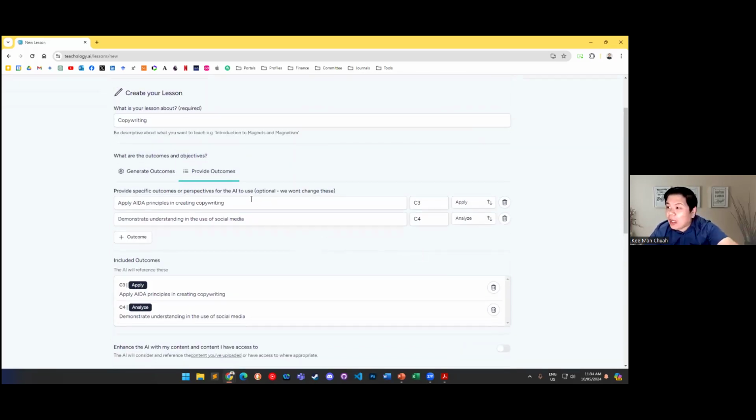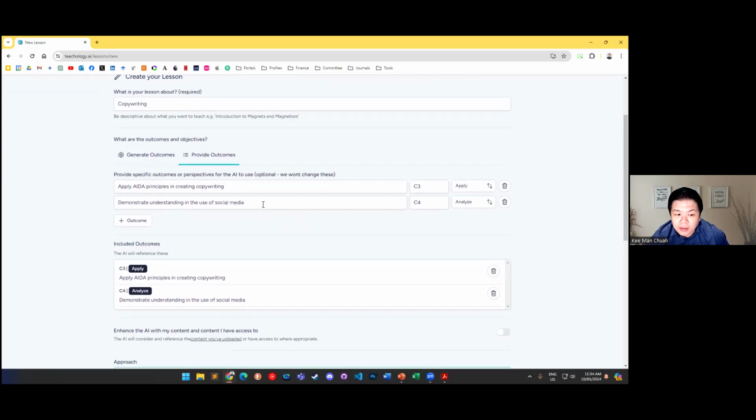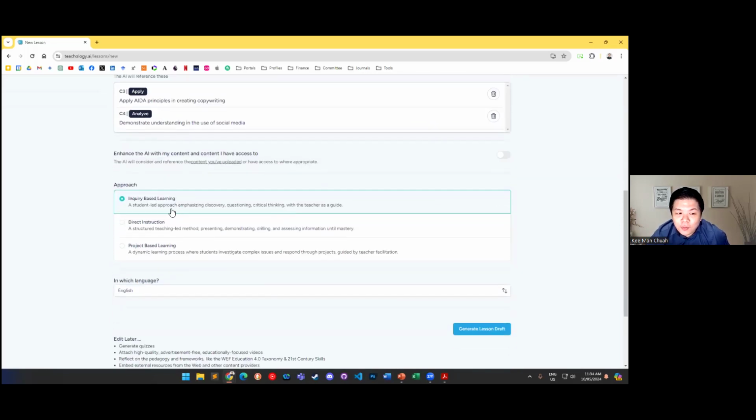If you key in your LO here nicely, according to your course outline, you'll be able to create better assessment. Right. If you do go for generate outcomes, then the AI will do it for you and may not align to what you want. Right. It's better for you to put in your own outcome here. Right. Then you choose whether you want to go for inquiry-based learning, direct instruction, or project-based learning.